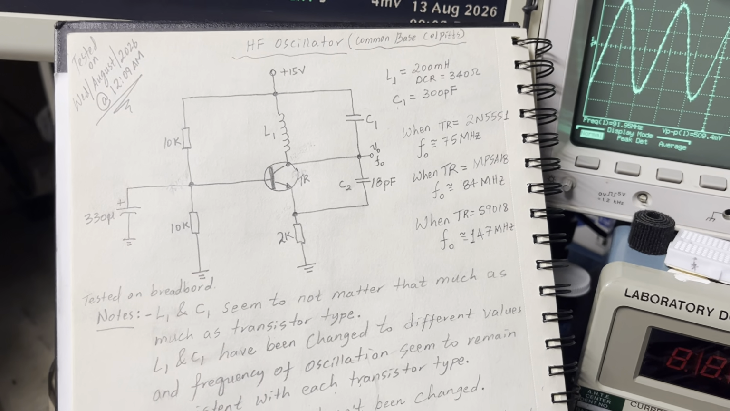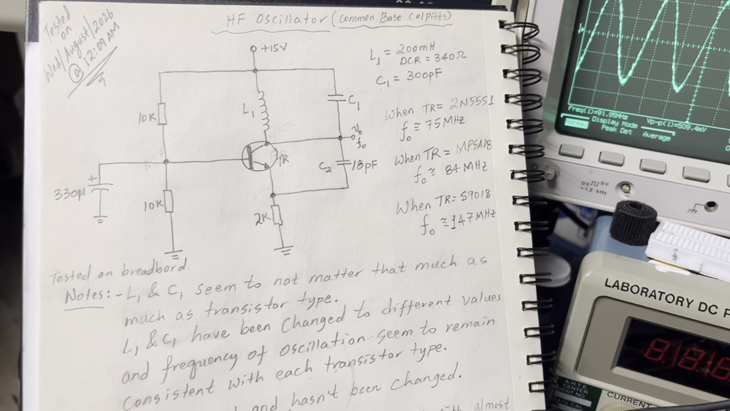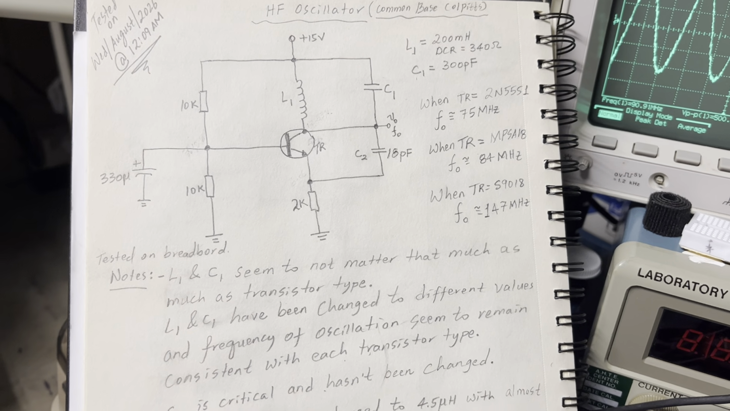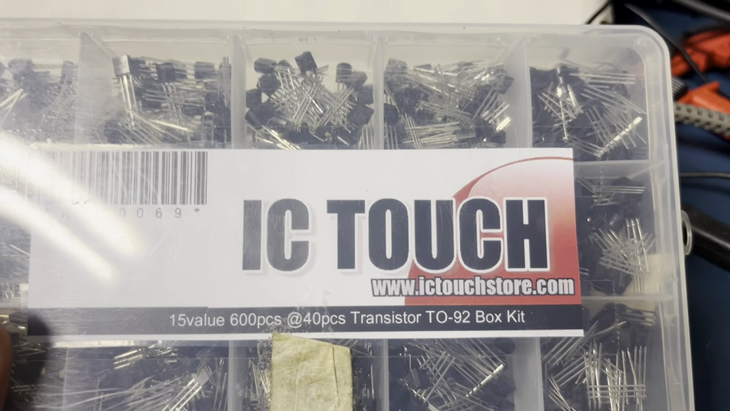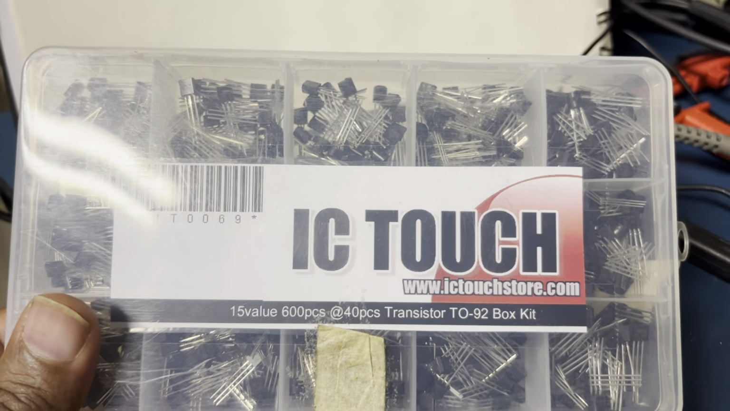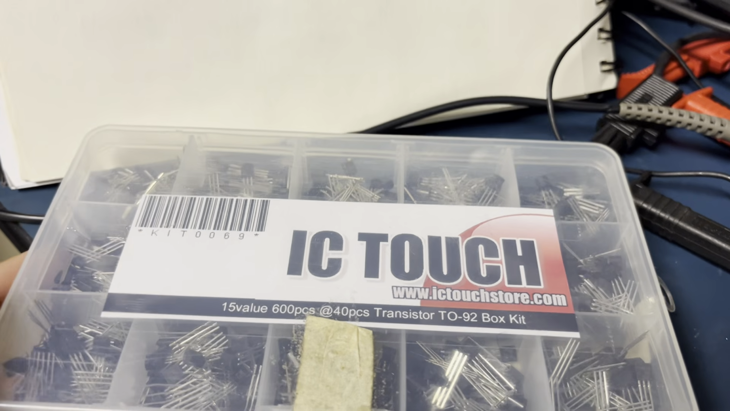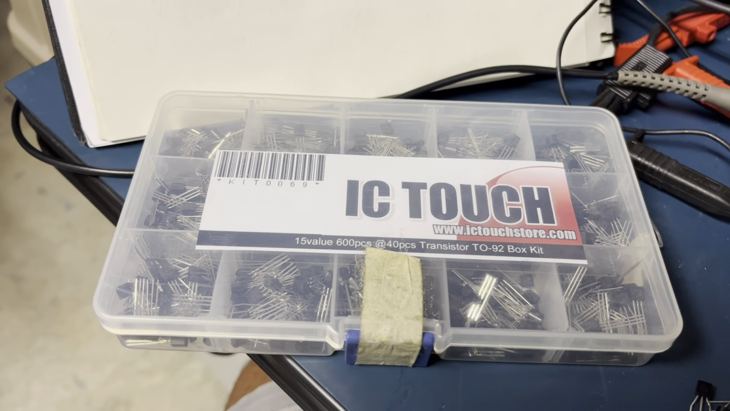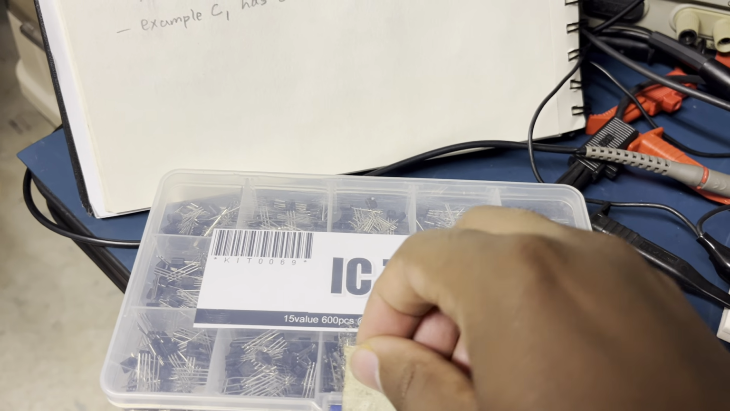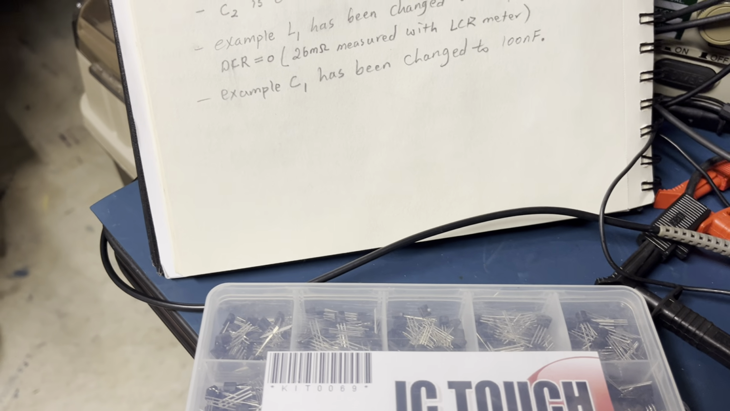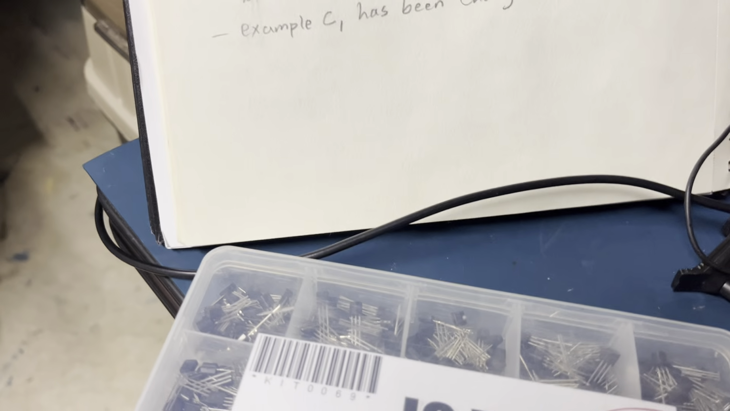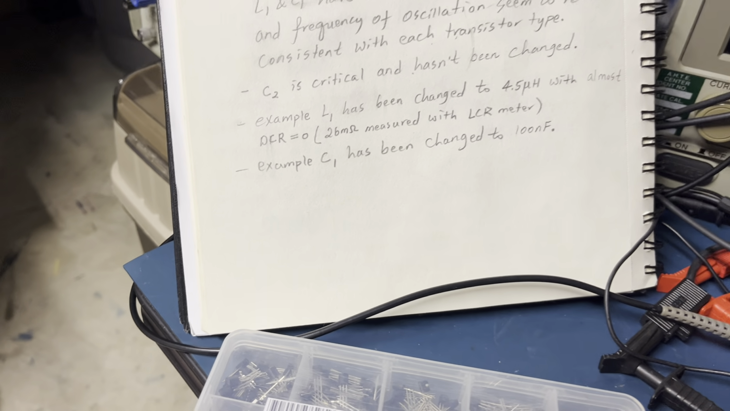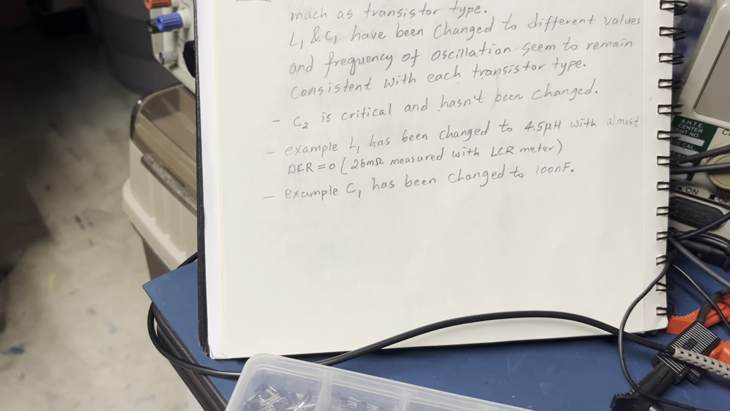eBay, Amazon, AliExpress, and a number of online retailers, and they sell transistor kits like this, right? This one seems to be from IC Touch. I think I bought it off of eBay a while back, and for experimentation and things like that, it seems to be a nice source of varied common general purpose transistors, right? With some specific ones, ones that are capable of working at a high frequency, so it seems, right?